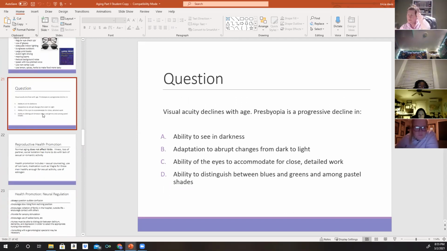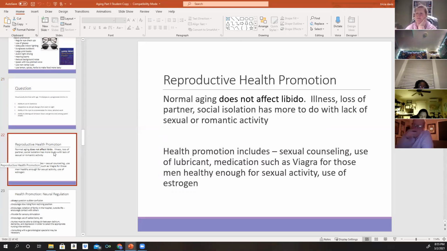All right, visual acuity declines with age. Presbyopia is a progressive decline in A, the ability to see in darkness, B, the adaptation to abrupt changes from dark to light, C, the ability of the eyes to accommodate for close detailed work, or D, the ability to distinguish between blues, greens, and among pastel shades. C. Very good. Yep, it's C.